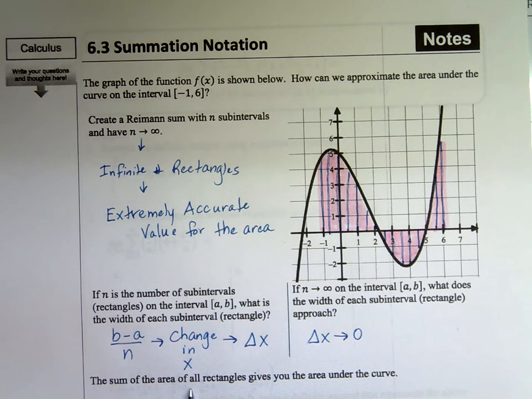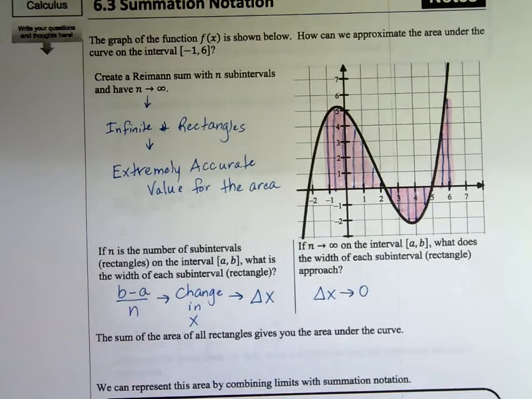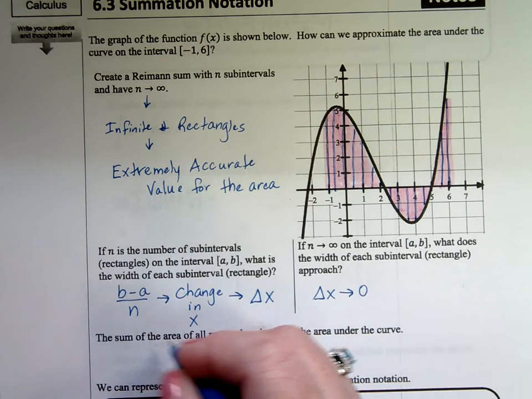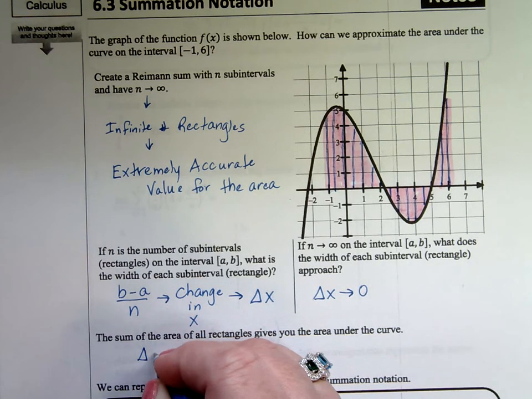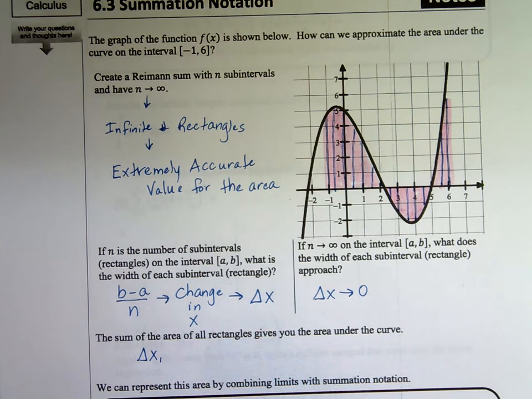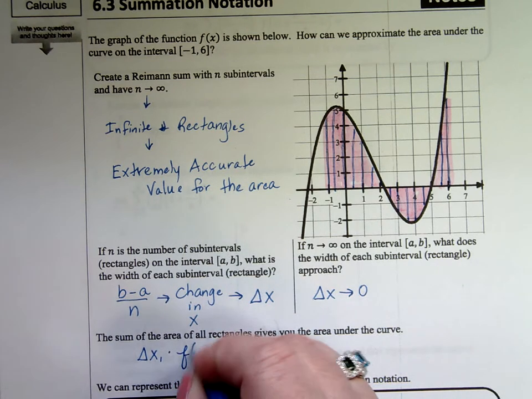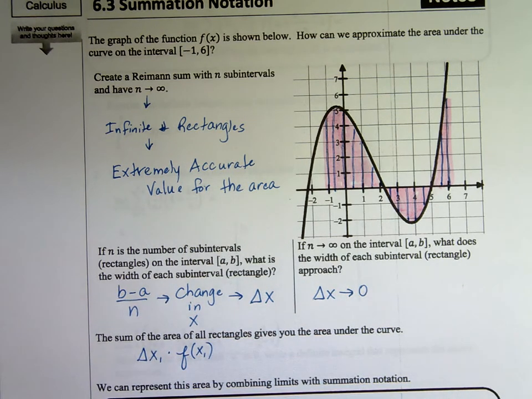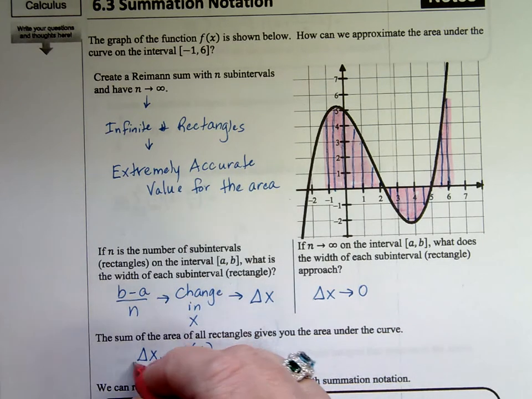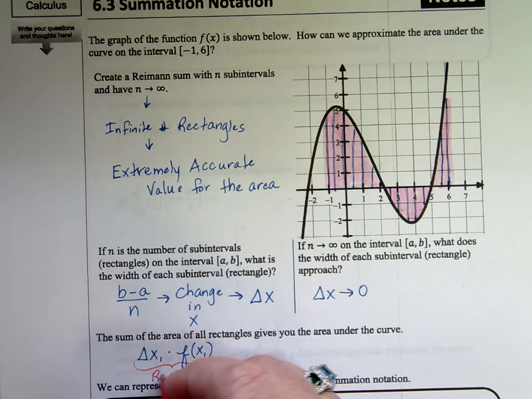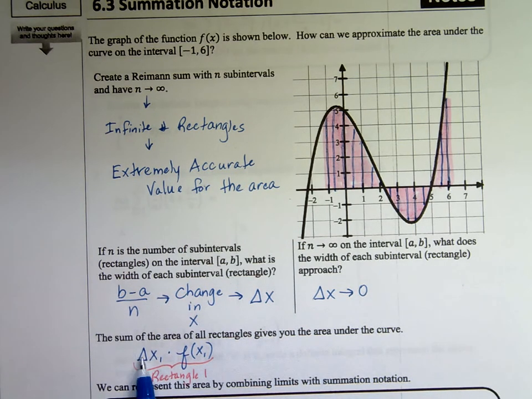So the sum of the area of all the rectangles gives you the area under the curve. We know that. So it's going to be this. For rectangle 1, it's going to be delta x sub 1 times, remember it's length times width, so how wide it is times the length of it. And the length you find by figuring out the y value, right? So this is a way to represent rectangle 1: delta x sub 1 times the y value for x sub 1.